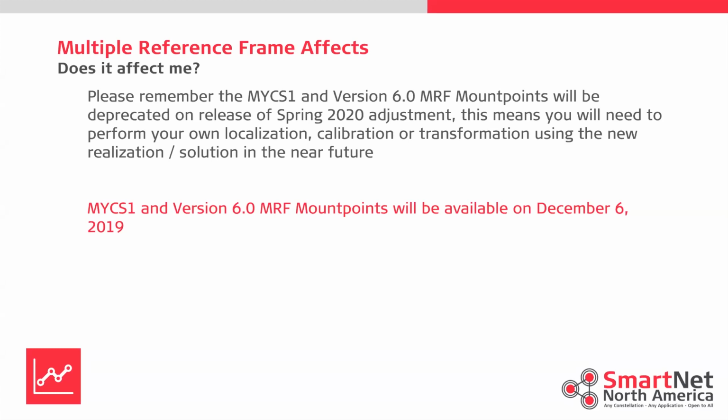Again, the NYCS1 and version 6 mount points will be available on December 6th. The NYCS2 coordinates will go live on production mount points on January 6th. Again, the reason that we're taking the NYCS1 and version 6 mount points out of use in spring of 2020 is because we can't assure consistency between new stations that get brought online and old stations with those velocity changes for very long. So please make accommodations for this. It will affect you going forward.